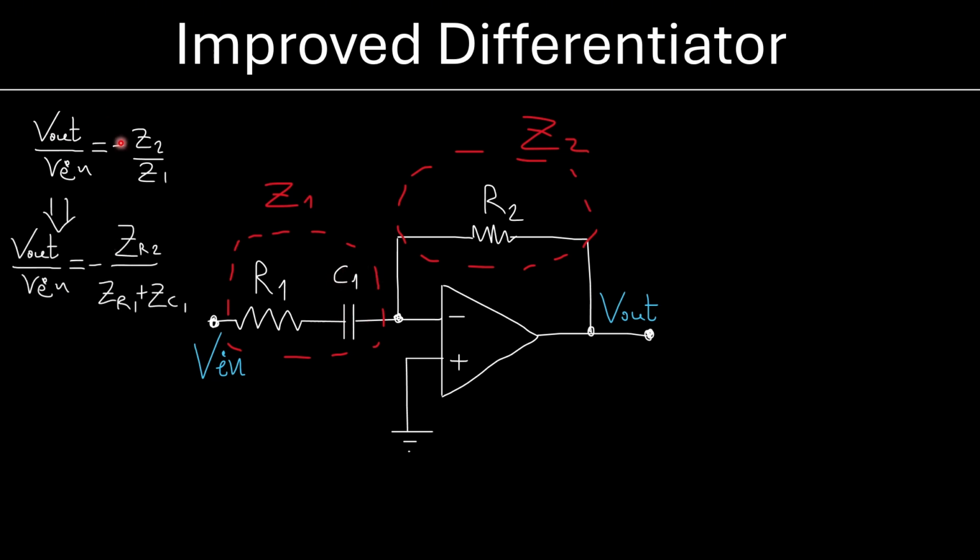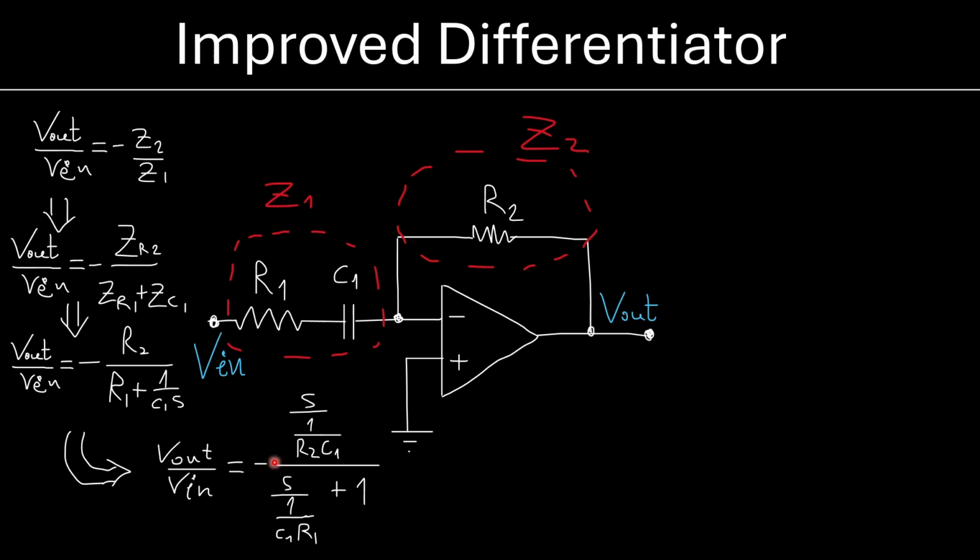And I can transform my general equation. You see, now that is useful. I don't need to do complex things here, just replace things: Z_R2 over Z_R1 plus Z_C1. I know the impedances, and if I do the math here, I get this equation. The output over the input is this thing here. Let me note some things here.